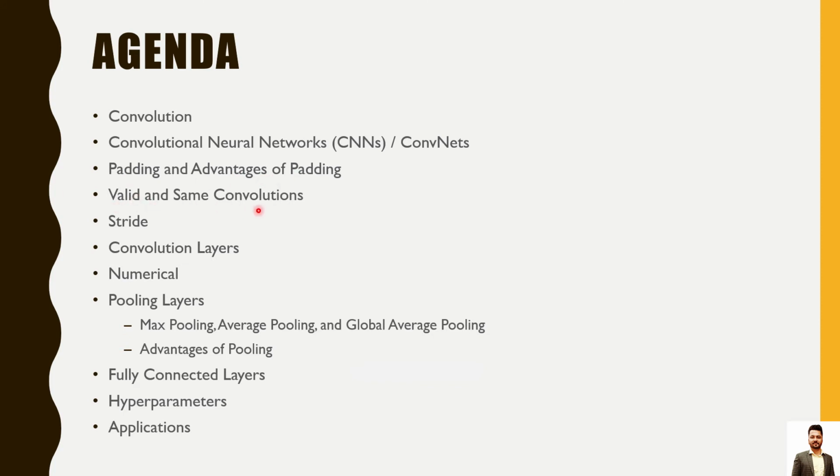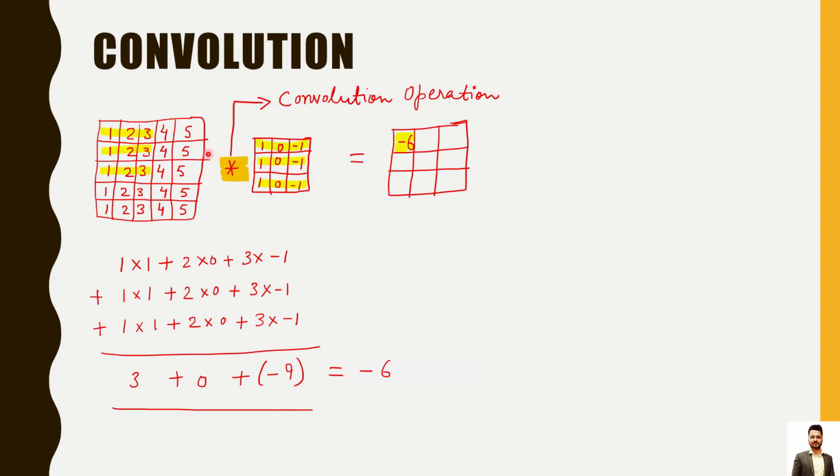Valid and same convolution is a topic. Stride, convolutional layers, and the numerical will be solved for that. And then we will be discussing the pooling layers: max pooling, average pooling, and global average pooling. I will also be discussing the advantages of using pooling, fully connected layers, hyperparameters, and the applications. So what is a convolution?